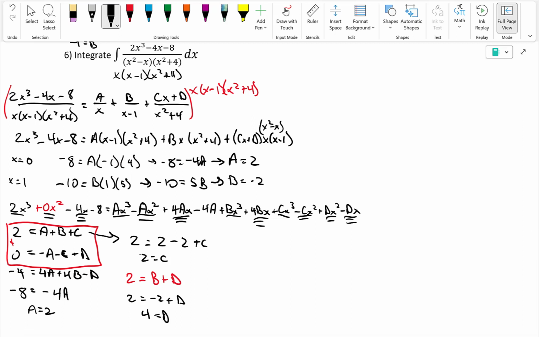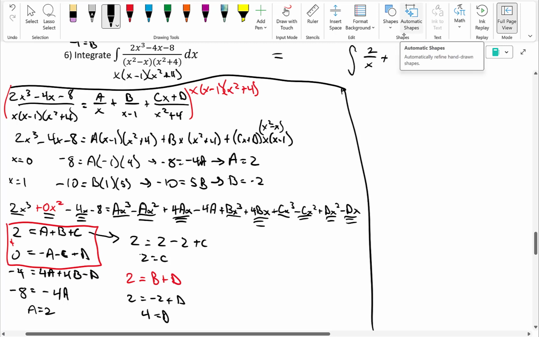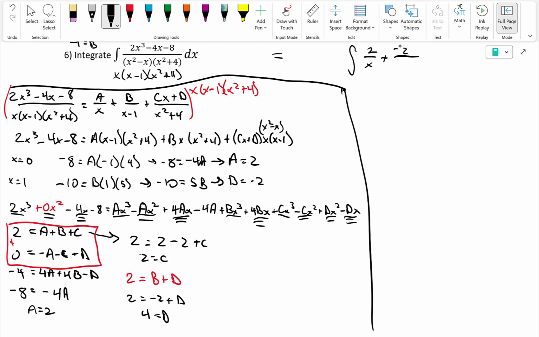So we get for our integral here, keep all that as scratch. All right, that's basically the problem, but that's the scratch. It is equal to a, which was 2 over x, plus b, which was negative 2 over x minus 1, plus we ended up with c, 2x, plus d over that quantity x squared plus 4. Not 2x plus d, d was 4. 2x plus 4 over our quantity x squared plus 4 dx.